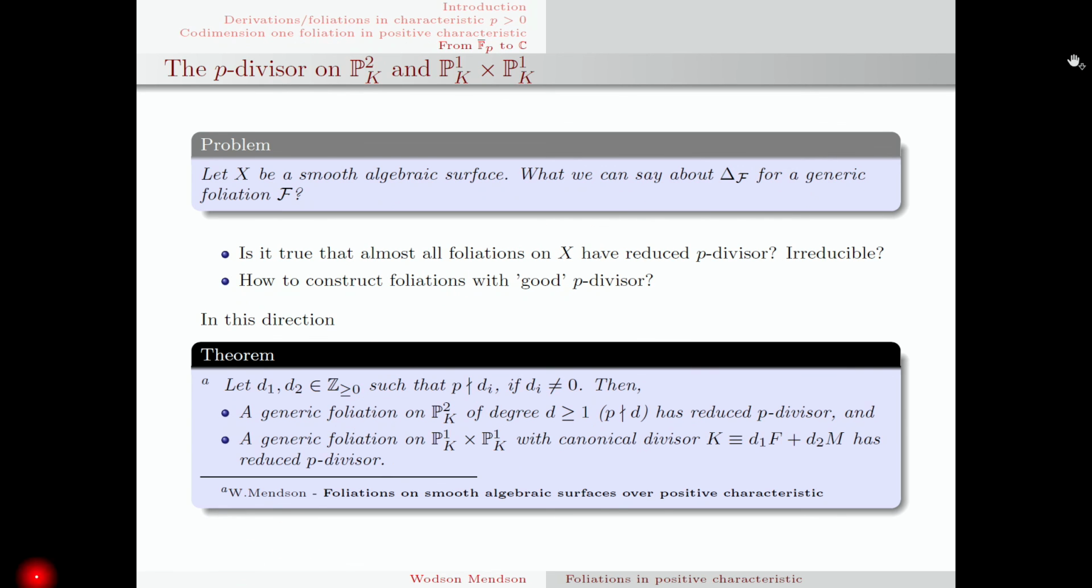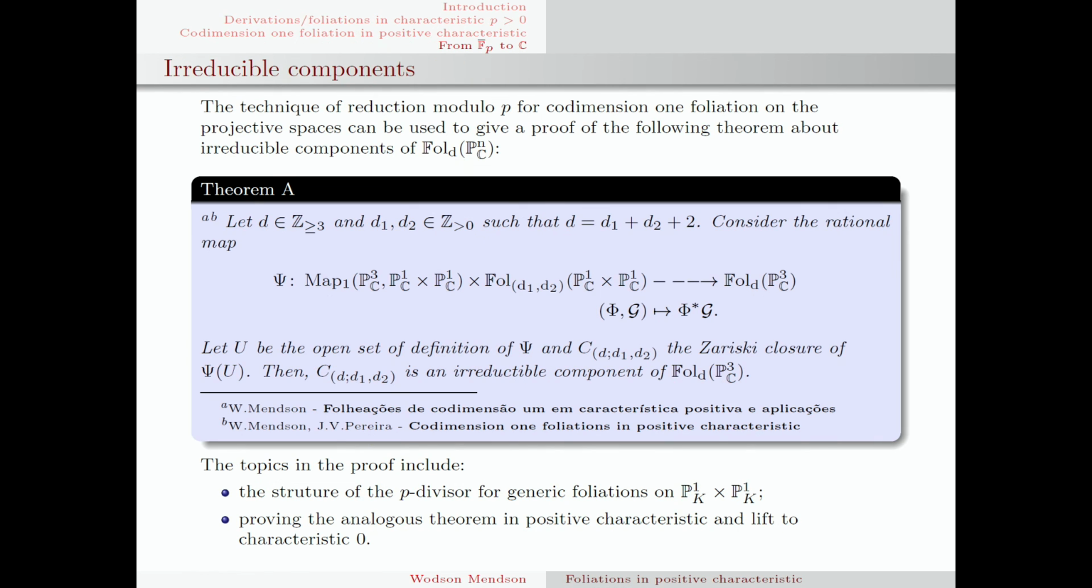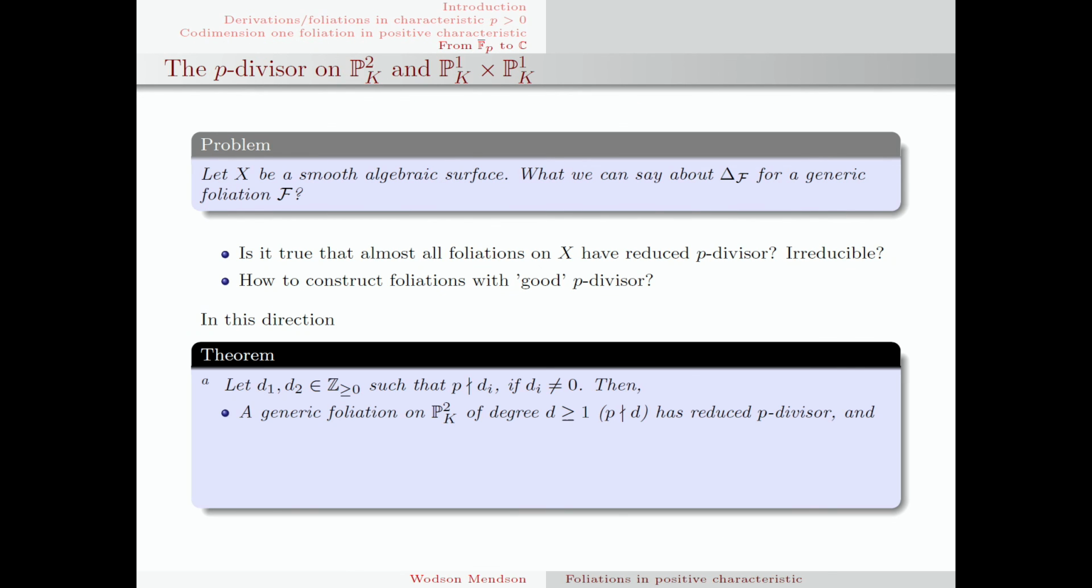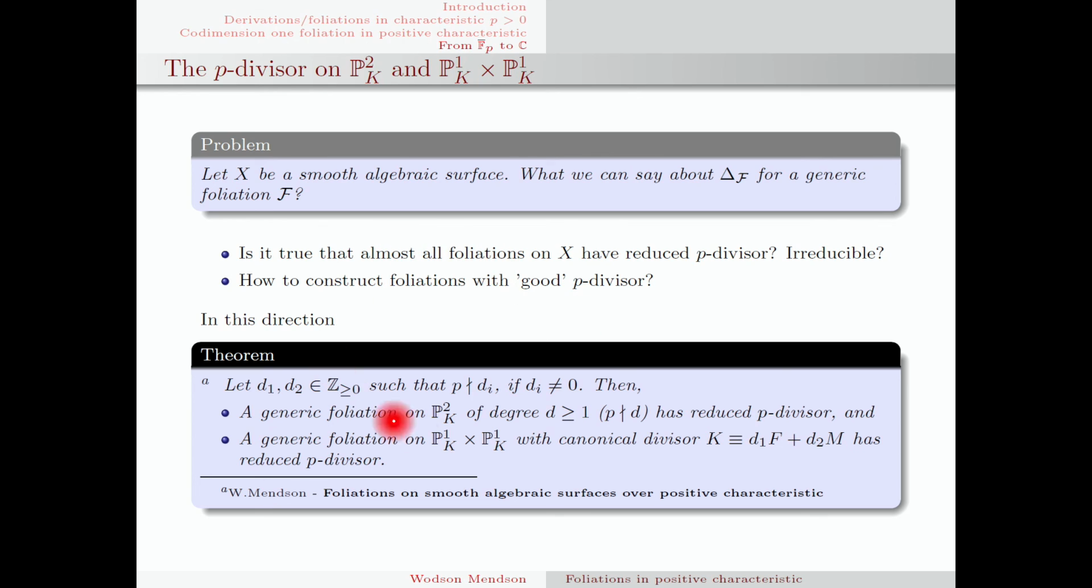In this direction, we have this theorem: the generic foliation of degree d has a reduced p-divisor. And another theorem says that the generic foliation on P1 times P1 with canonical divisor in this way has a reduced p-divisor. This theorem was important to prove this theorem here, because I used this fact to prove this theorem in characteristic p and then lift it to characteristic 0. I will discuss the proofs of the theorems, so I'll stop here. Thank you.